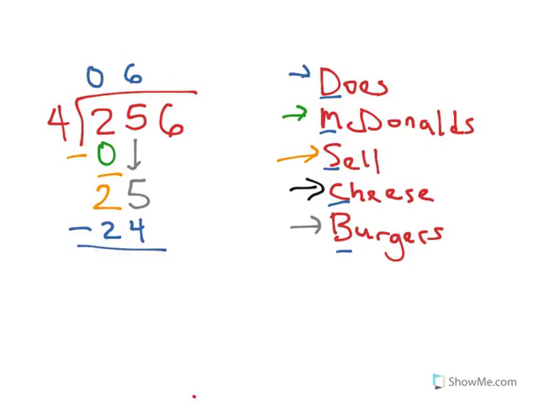Then I do the subtraction. So when I do the subtraction, it's going to be 1. Then I check my answer. Is 1 less than 4? Yes, it is. So I know I'm on the right track. The last step is I'm going to bring down this 6. Now I have a new problem here. How many times does 4 go into 16? Well, 4 divides into 16 4 times.